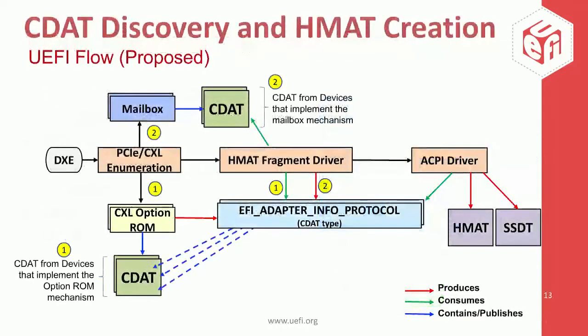So now that we have the whole background set up, let's look at a typical UEFI boot flow, where on the left-hand side we have the PCIe enumeration with CXL pieces stitched within it. So you have CXL discovery happening along with PCIe, and that's important because we need to be able to extract the option ROMs on CXL devices if they do have option ROMs, and that's the path that's marked as one below.